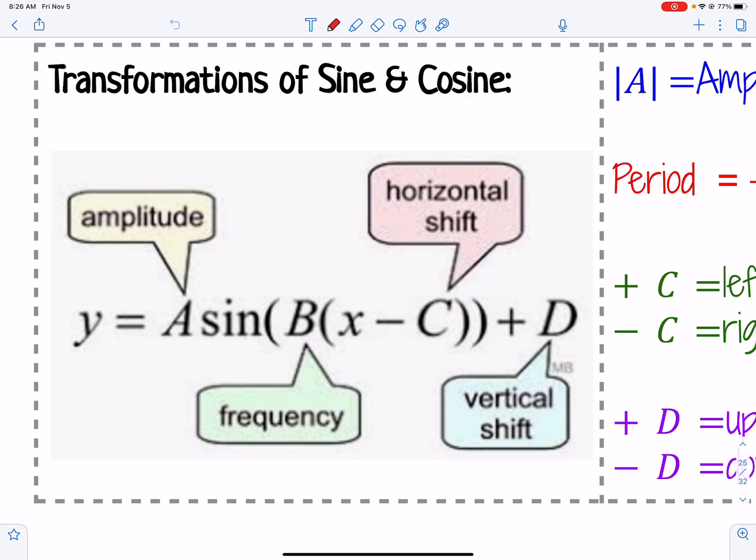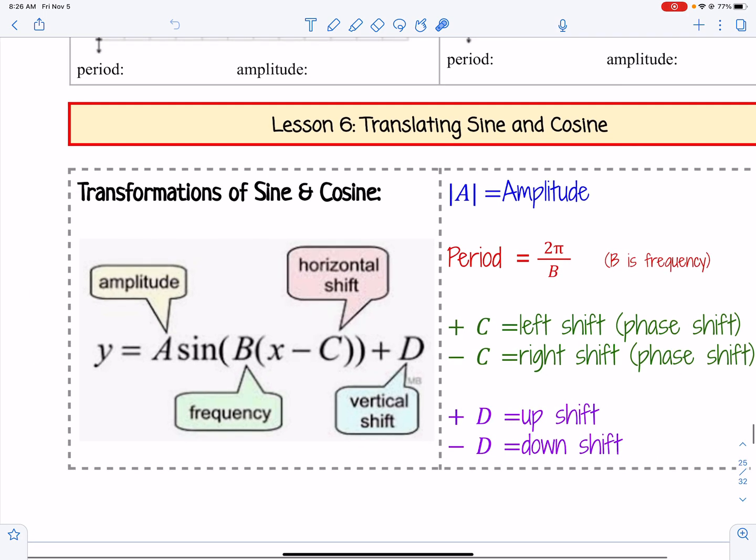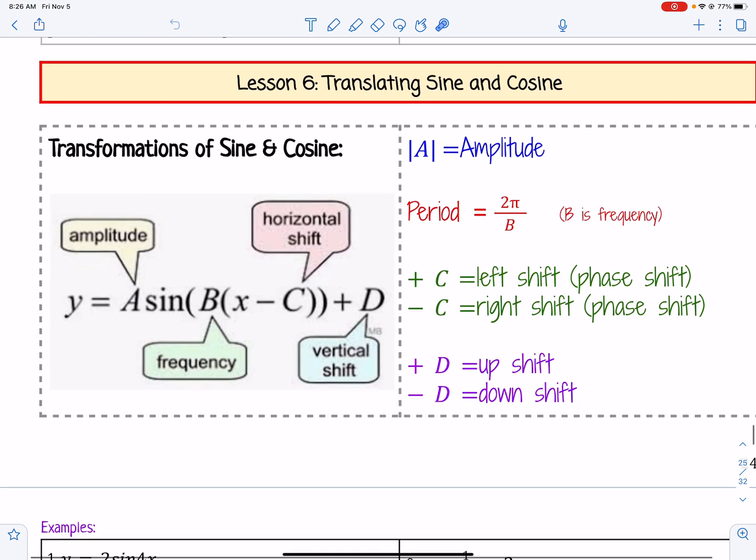B is our frequency, so that's going to be a new one we'll take a look at. Vertical shift is still in the same place it's always been, so that's the D value that's outside the grouping symbol. And then the horizontal shift, like the left or right shift, is still that C that's in the grouping symbol. So notice those two are very familiar. Our A value still works really like it used to. The new guy on the block is the frequency. So let's take a look at a few simple notes that'll help us figure these out.